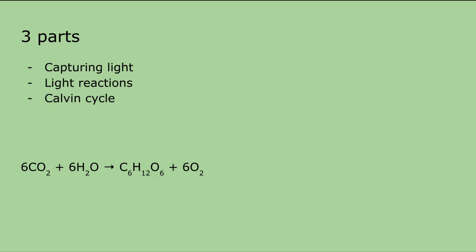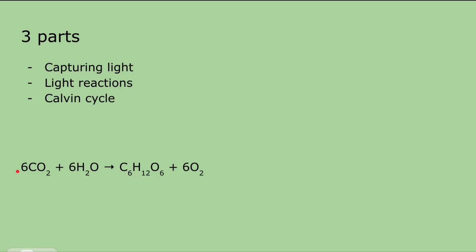So, photosynthesis has three stages or three parts. It starts off with capturing light, then goes into the light reactions, and then finally ends off with the Calvin cycle. Now I have the photosynthesis equation here for you guys.